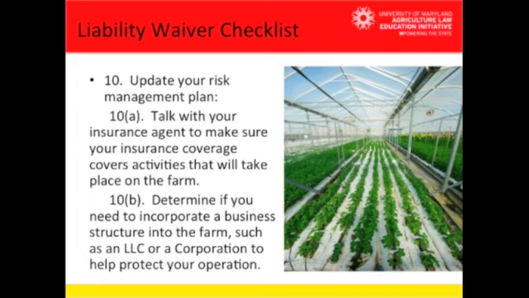Something else that's very important to consider is updating your risk management plan. You'll want to talk with your insurance agent to make sure your insurance coverage covers activities that will take place on your farm. So if you haven't had visitors come on your farm in the past and you're considering doing more agritourism, you'll want to talk to your insurance agent to make sure that your insurance coverage does actually protect that activity. You'll also want to determine if you need to incorporate a business structure into the farm, such as an LLC or a corporation to help protect your operation. And if you've seen any of our other videos, we have a whole chain of videos that discusses the pros and cons of each business entity and the considerations you want to take into account when considering to use one.